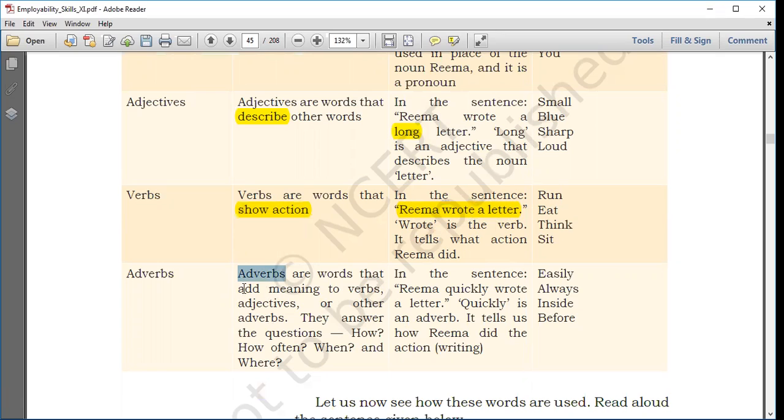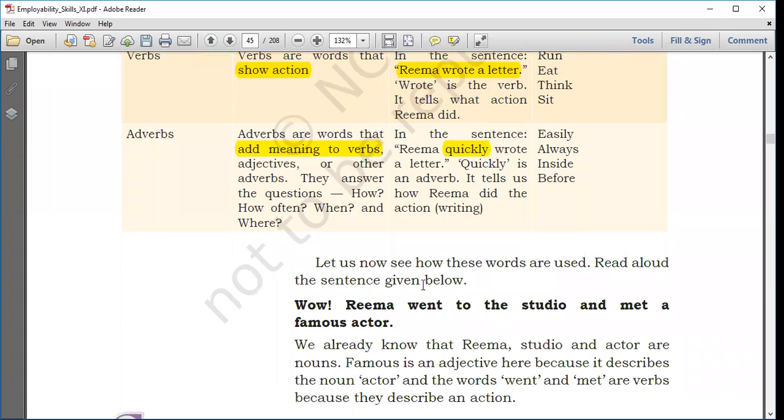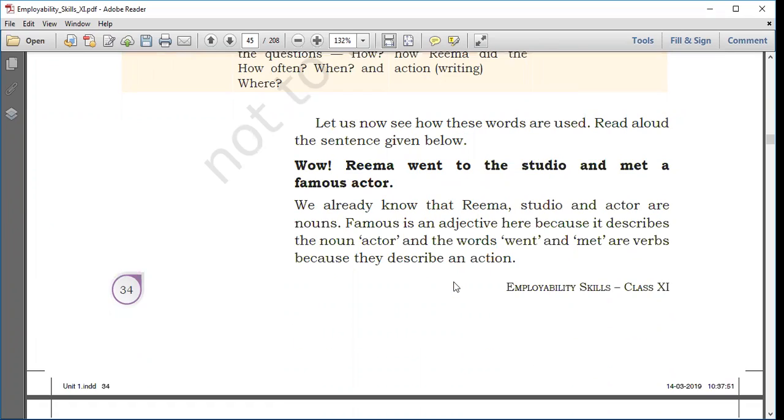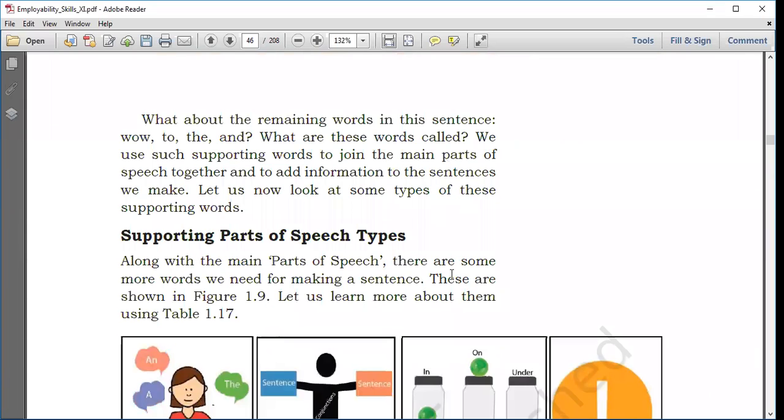Adverbs are the words which add meaning to the verb, right? Like Rima quickly wrote a letter. Now, writing is the action here, and how is she writing? Quickly. So this word quickly over here is the adverb which adds meaning to the verb, right? So it's basically telling us how Rima did the action, did the writing. She did it quickly. So this word quickly is the adverb over here, right?